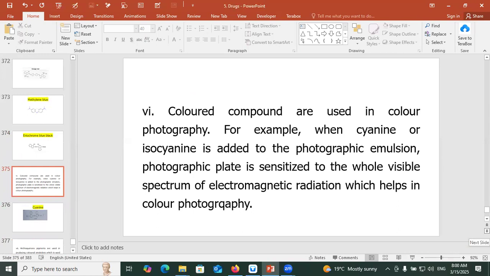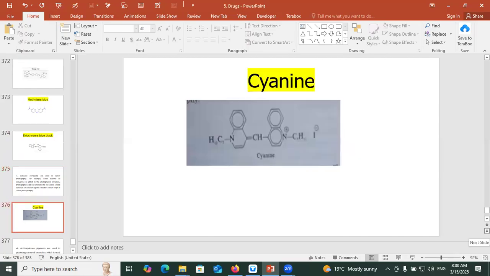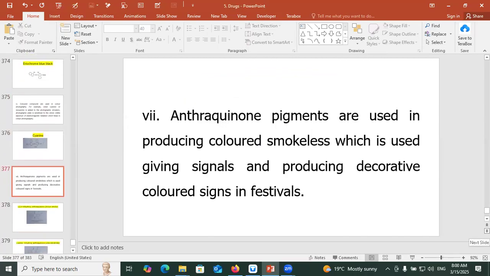Colored compounds are used in color photography. For example, when cyanine or isocyanine is added to the photographic emulsion, the photographic plate is sensitized to the whole visible spectrum of electromagnetic radiation, which helps in color photography. Anthraquinone pigments are used in producing colored smoke candles, which are used for giving signals and producing decorative colored signs in festivals.